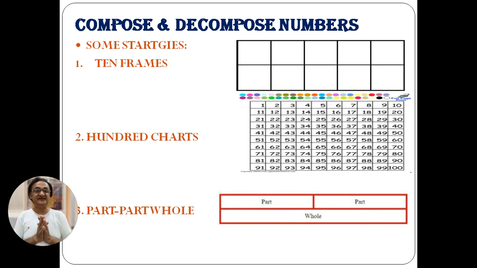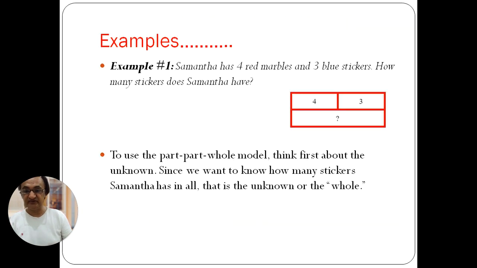If it is given the 10 frame, subitizing, one-to-one correspondence, or cardinality, you can easily understand it. 10 frames we use for composing and decomposing. 100 charts we use for comparing and composing. Part-part-whole we use for composing and decomposing numbers. So you can teach the units, the tens, and the hundreds by using part-part-whole, 10 frames, and 100 charts. This is another strategy you should know about.